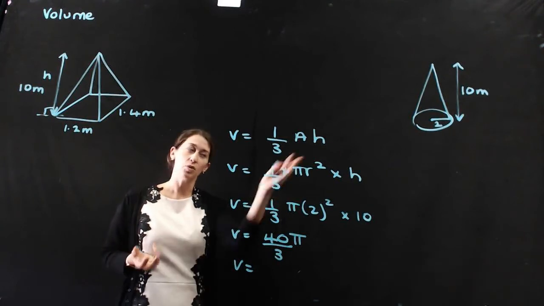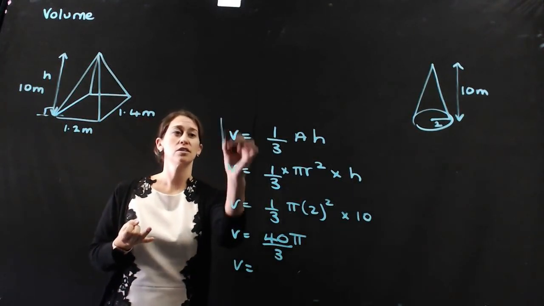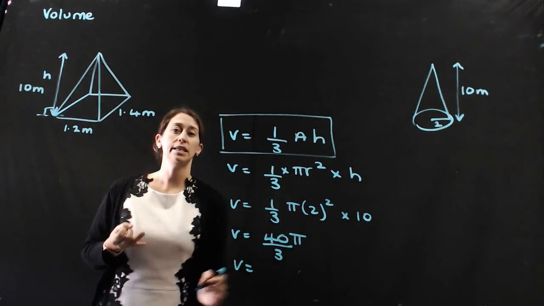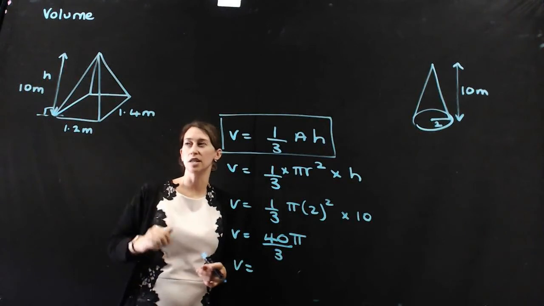And that is how you work out the volume of any pyramid or any cone using this formula here, where A is the area of the base and H is the perpendicular height up to the apex.